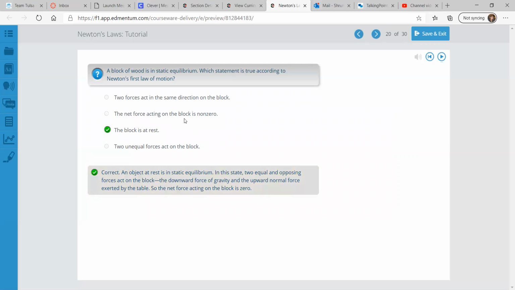Static equilibrium means it's at rest. This one's wrong because the forces are equal, they're just opposite. The net force is 0. This one's saying it's non-zero, so that doesn't make any sense. And then this says they're both going in the same direction, and that doesn't make any sense either. So the correct answer is at rest.